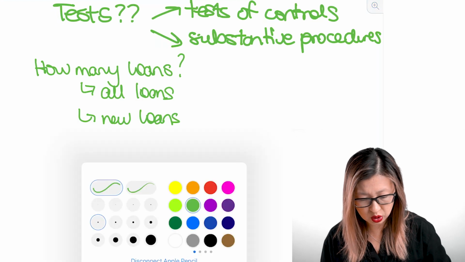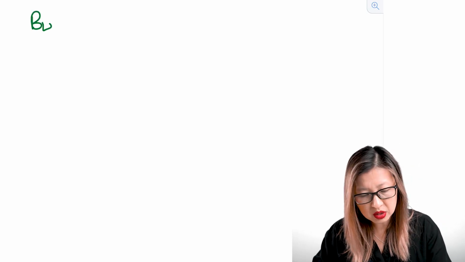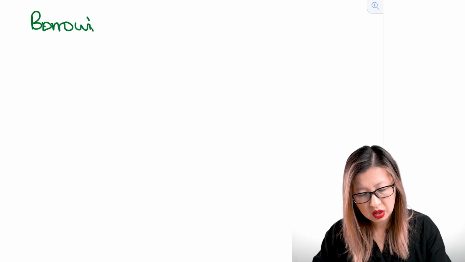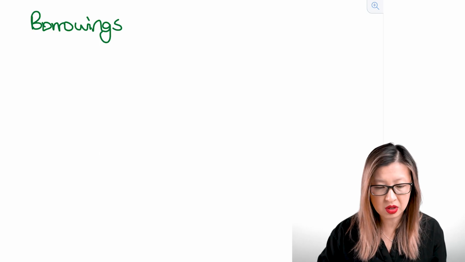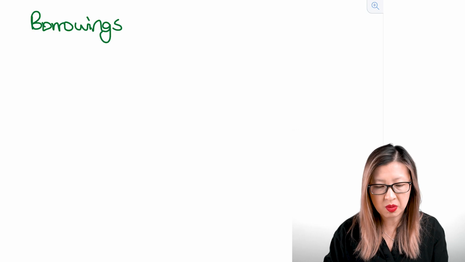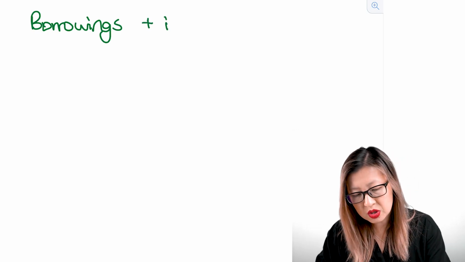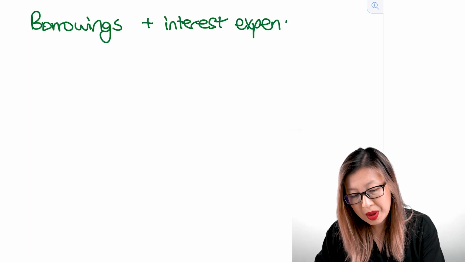So let's go to our assertions here. I'm going to just go on to a slightly new page here. So let's think about our assertions. Now we've got the borrowings, and those borrowings we're going to have loan repayments. So we've got the balance of the loan as well as the repayments. And the borrowings also result in interest expense.